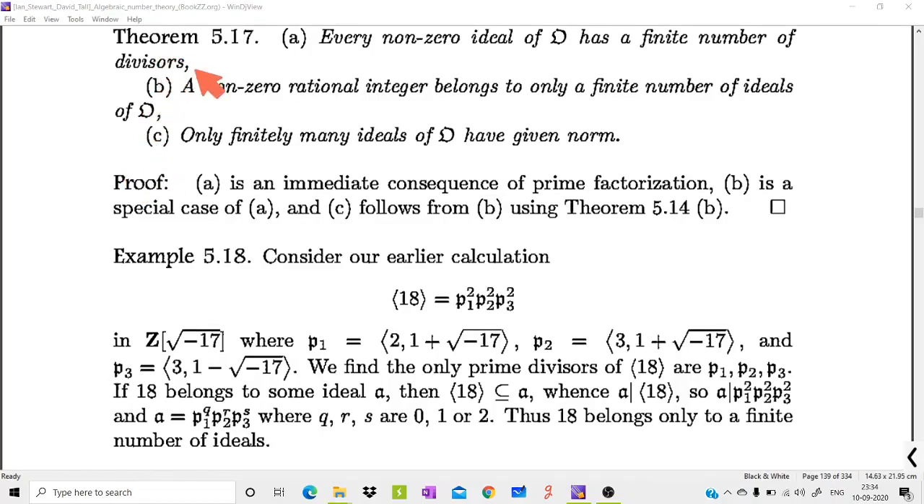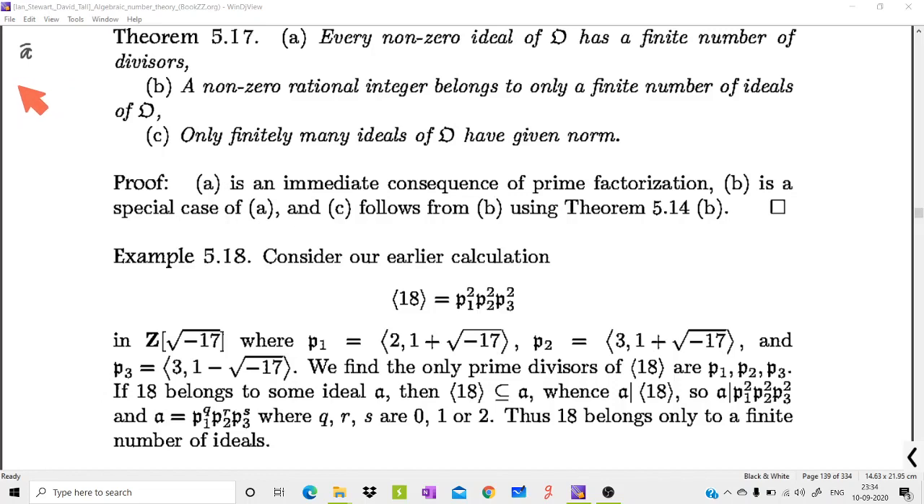In this video, we will discuss the theorems from 5.17 onwards. Theorem 5.17 contains three statements. We start with the first one. If we start with a non-zero ideal of O, we need to prove that it has only a finite number of divisors.